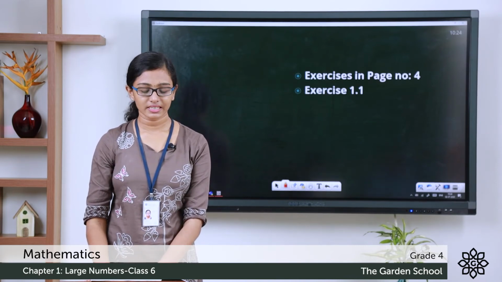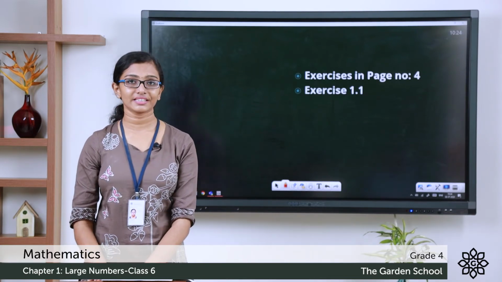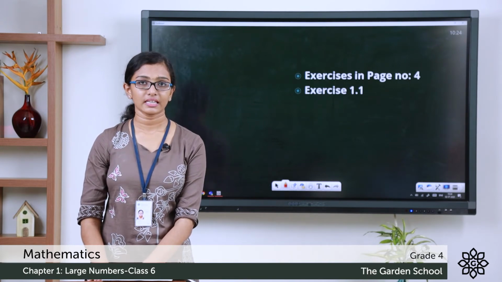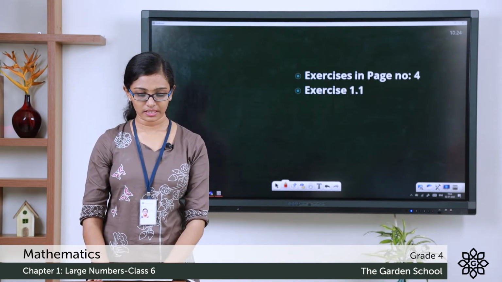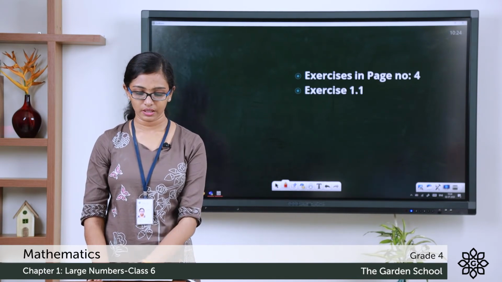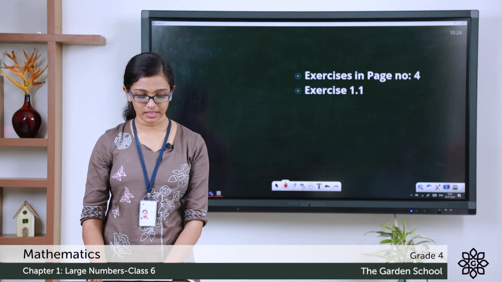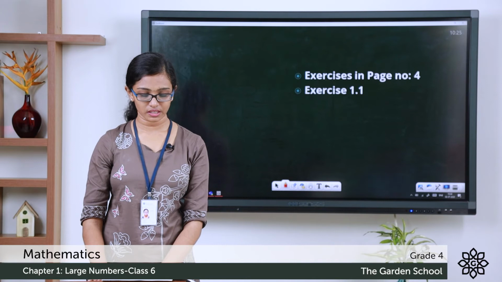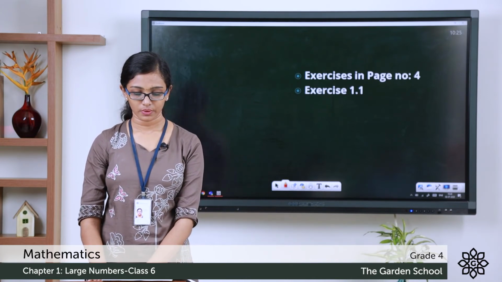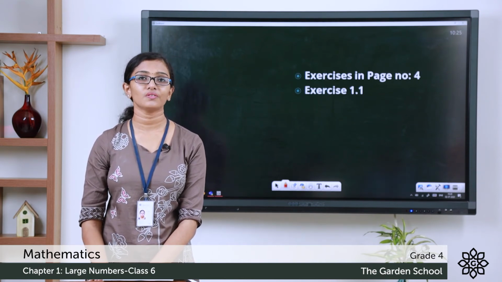So I hope that was easy. Now let's see the answers. Question B, 4 is in 10,000s place. So the answer is 4 10,000s or 40,000. Question C, 4 is in ones place. So the place value is 4 or 4 ones. Question D, it's 4 lakh or 4 lakhs. Question E, the place value of 4 is 400 or 4 hundreds. Question F, 4 is in tens place. So the place value is 40 or 4 tens.